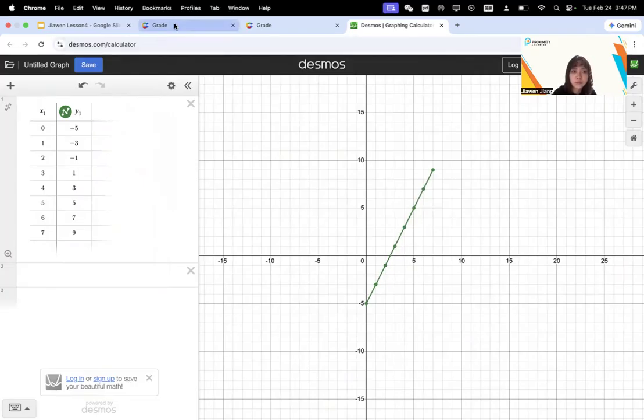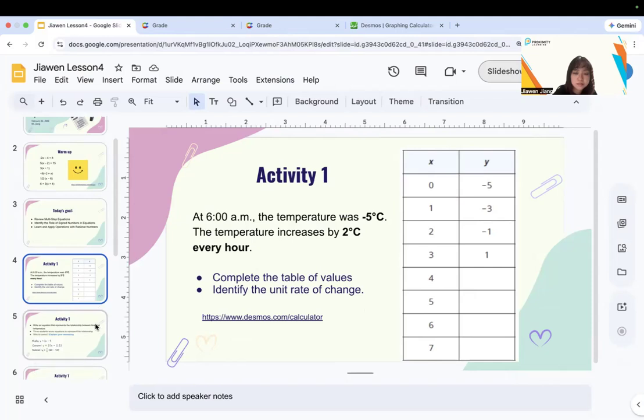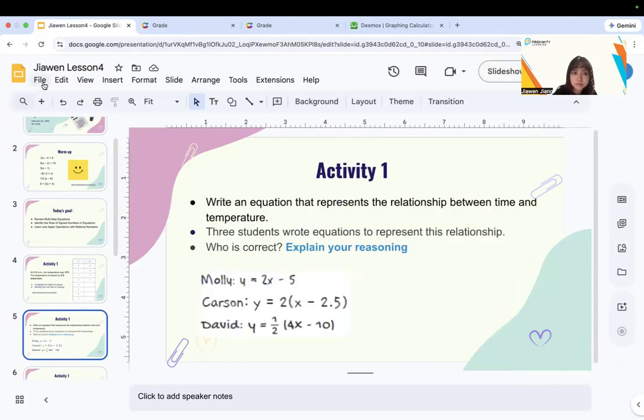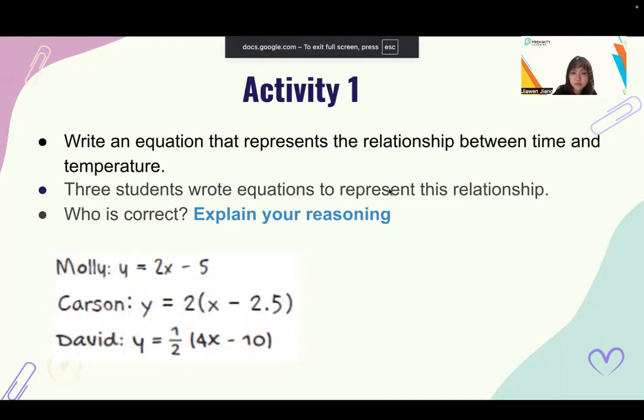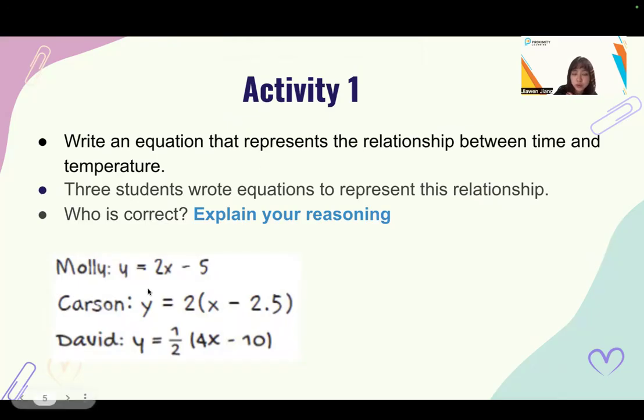Let me go back. Do you have any questions about this graph? Okay. Now, I want you to try to write an equation by yourself and represent the relationship between time and temperature. And also for here, I show three students' equations to represent their relationship. And after you've done the first question, can you tell me who is correct and explain your reasoning? Okay, I'm gonna give you 3 minutes.